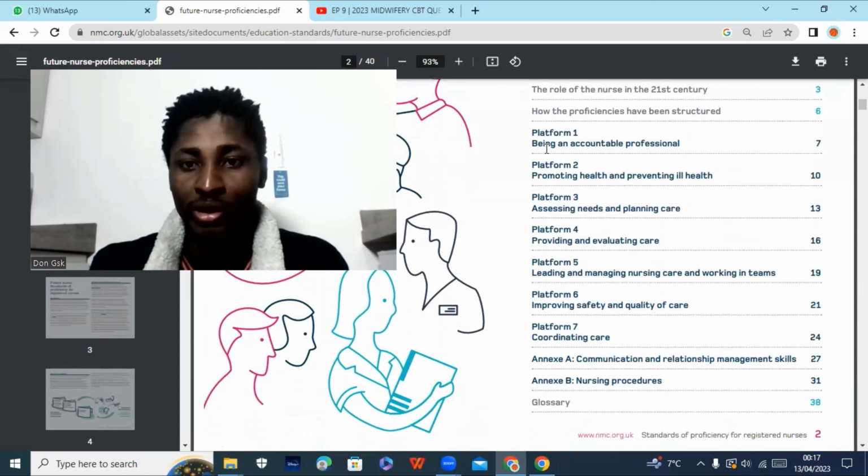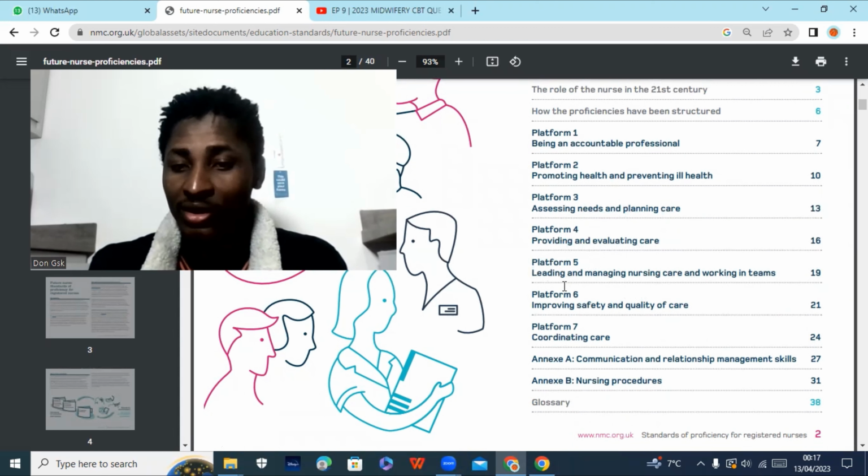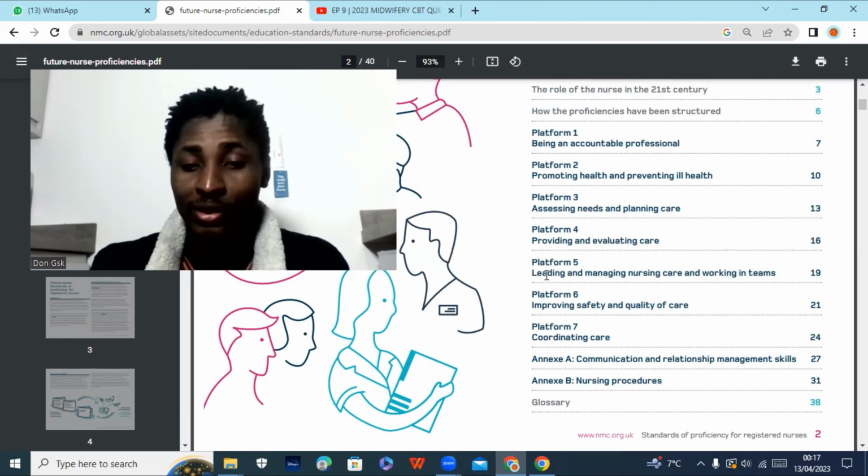Platform 1, being an accountable professional. Platform 2, promoting health and preventing ill health. 3, assessing needs and planning care. 4, providing and evaluating care. 5, leading and managing nursing care and working in teams. So nursing is a teamwork, know that. 6, improving safety and quality of care.